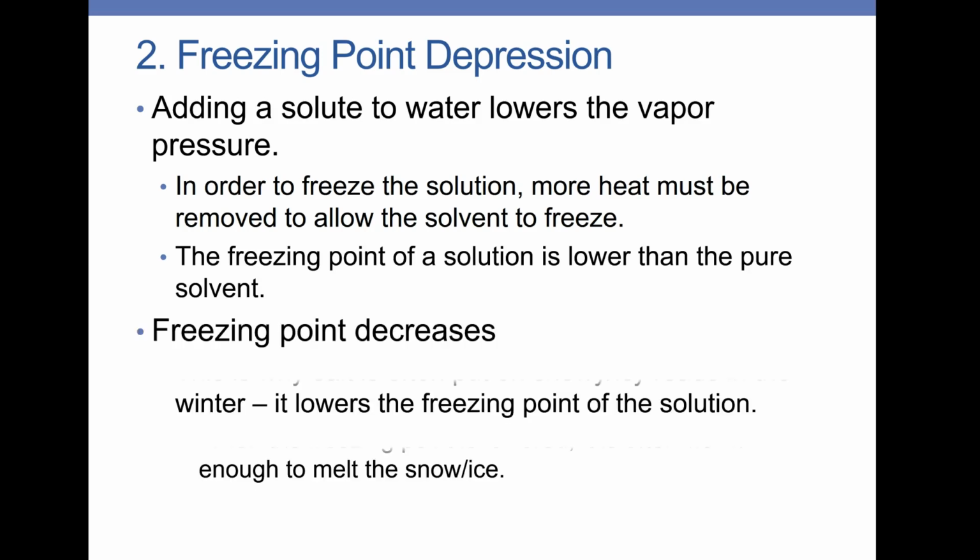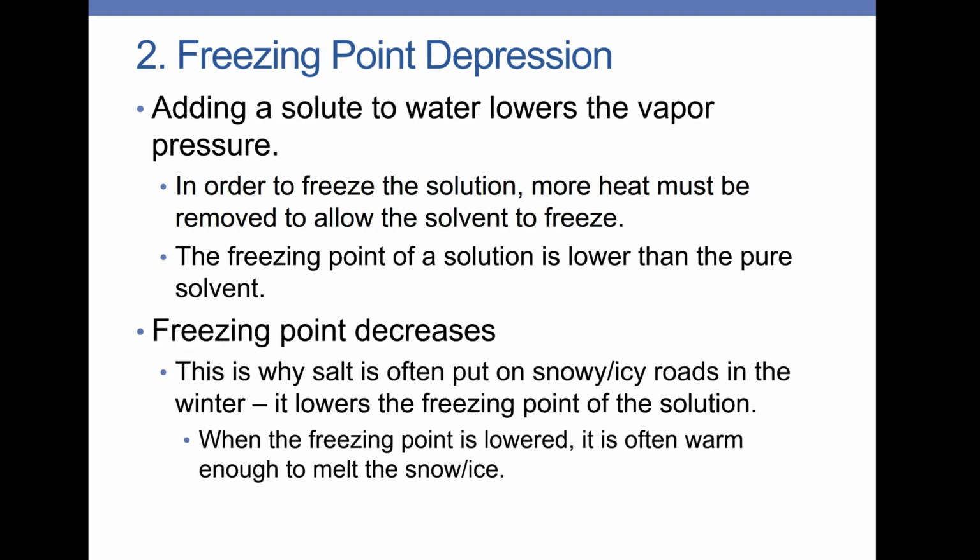And freezing point decreases. And this is why we put salt on snowy or icy roads in the winter. It lowers the freezing point of the solution. So water normally freezes at 0 degrees Celsius. So that would be snow and ice. So if the air temperature is -2 degrees Celsius, all the ice and the snow are going to freeze.